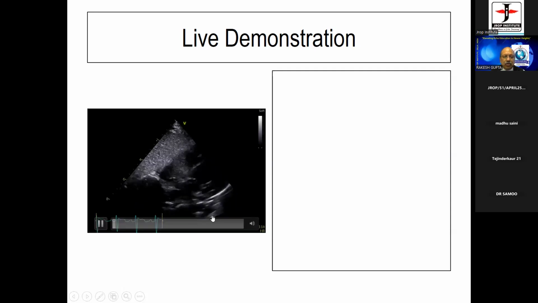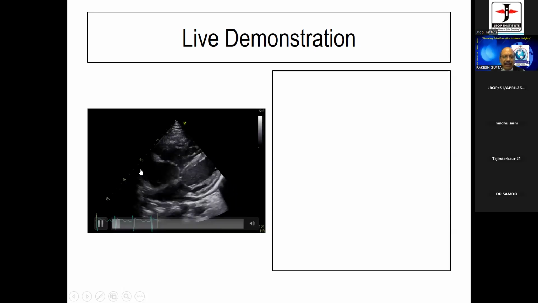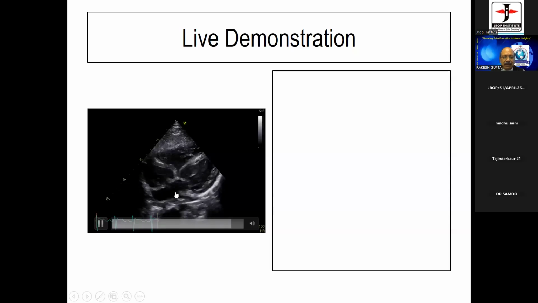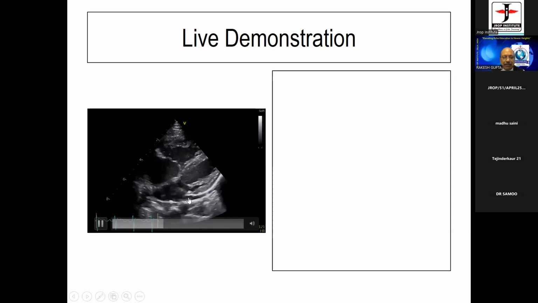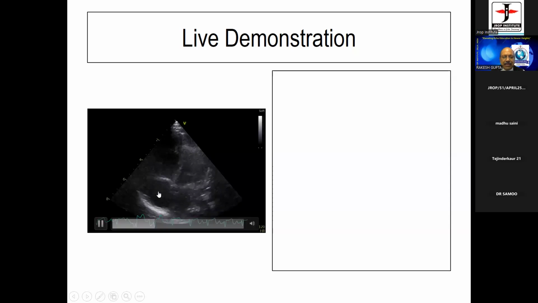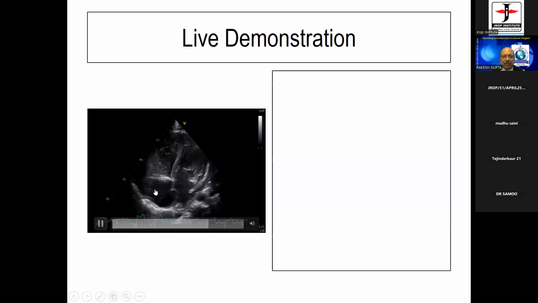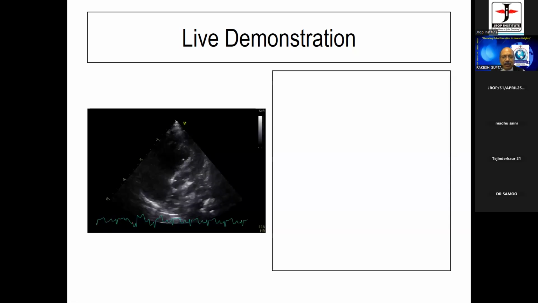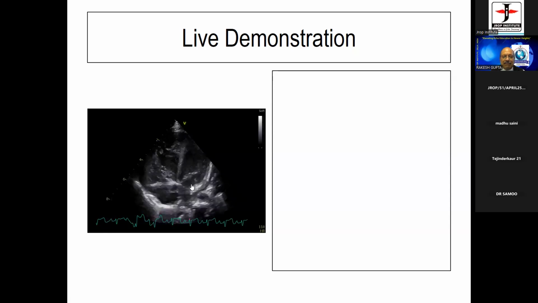So I have to prove that this is morphological LA by looking at the pulmonic veins. Now this is a zoomed-up picture. Very clearly I have removed my IVC from here. Here is the RA, here is a morphological LA. Now you can see pulmonic veins draining into the structure. So this is possibly a morphological LA. And look how I moved from the subcostal window to the apical window.